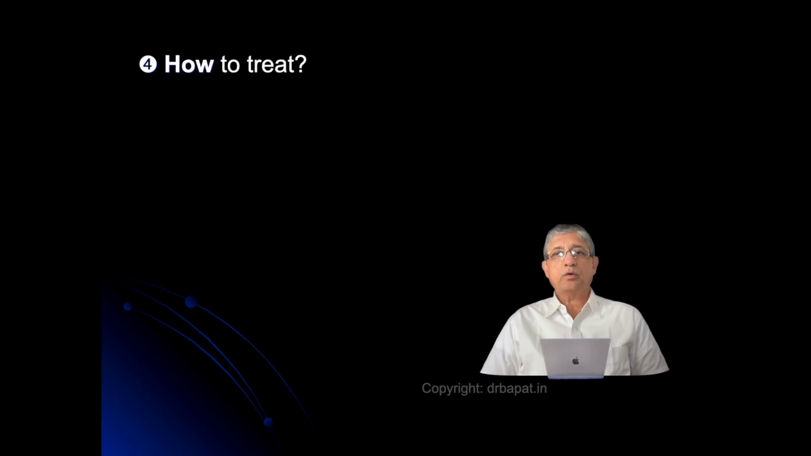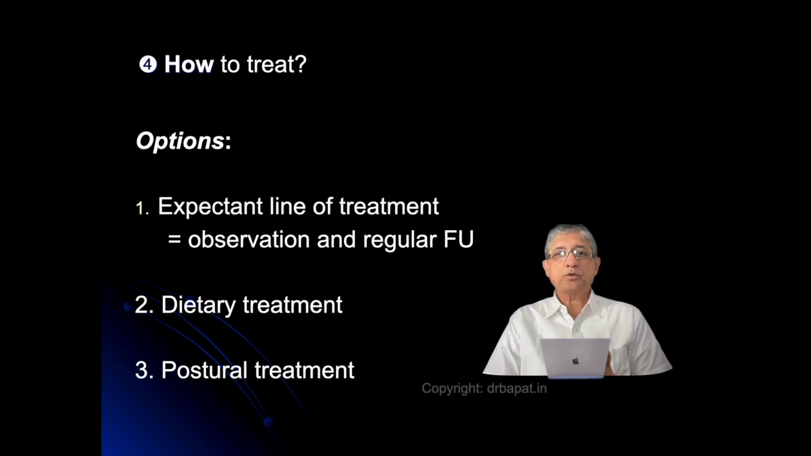Let us first see what are the options available, and later I will explain how to select the most appropriate one out of them. The first option is so-called expectant line of treatment, wherein you keep the patient under regular follow-up. The frequency of follow-up varies from case to case. At any point of time during the course of follow-up, you may decide to intervene if indicated.